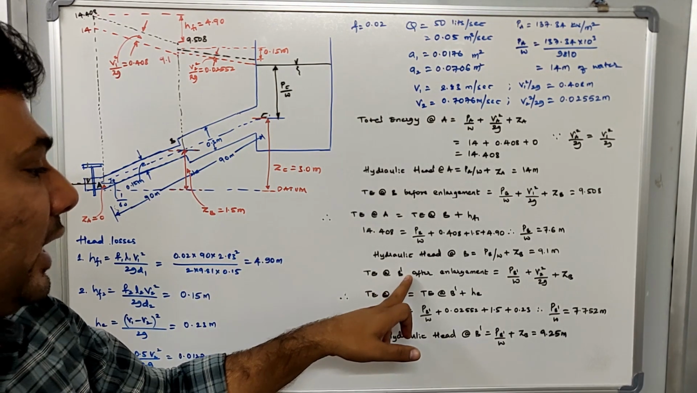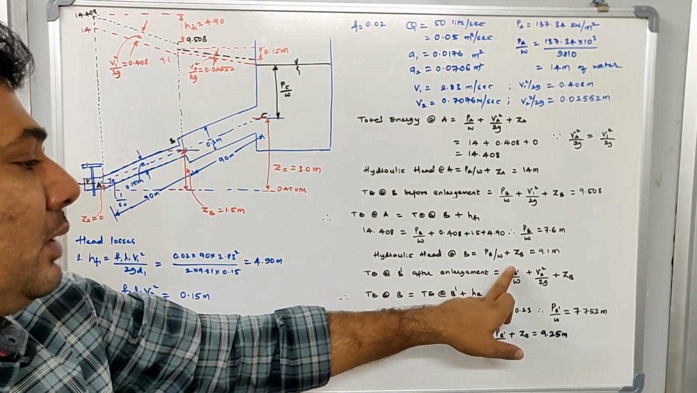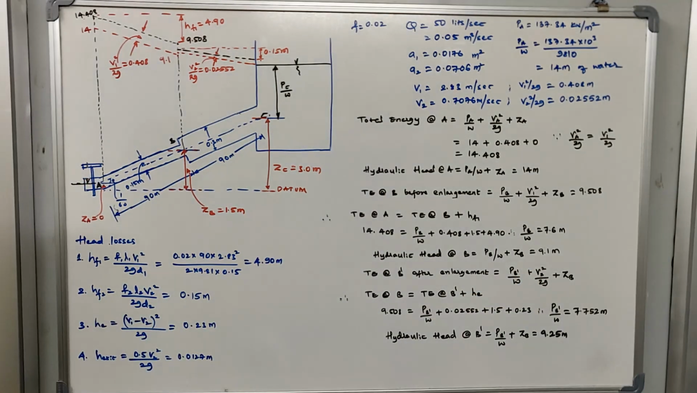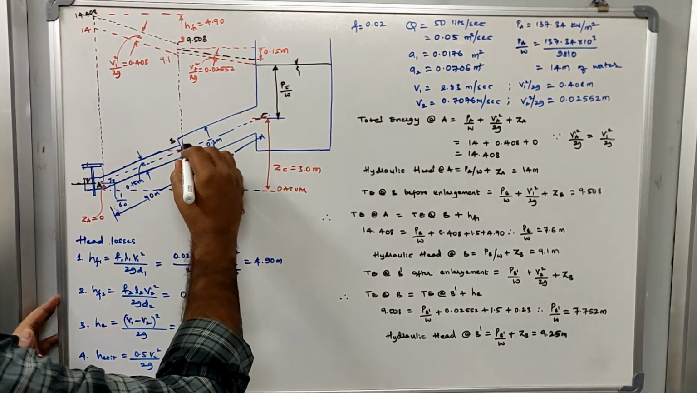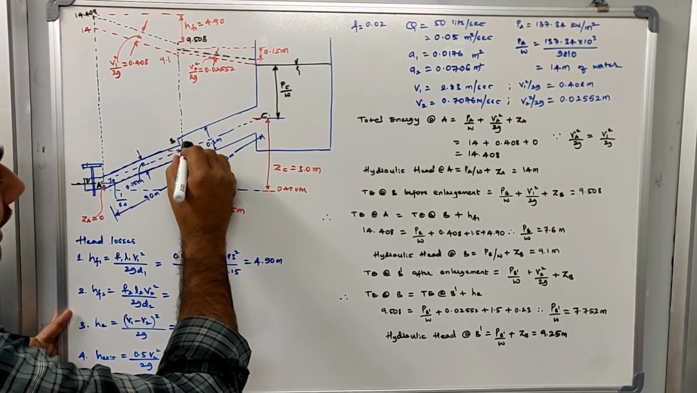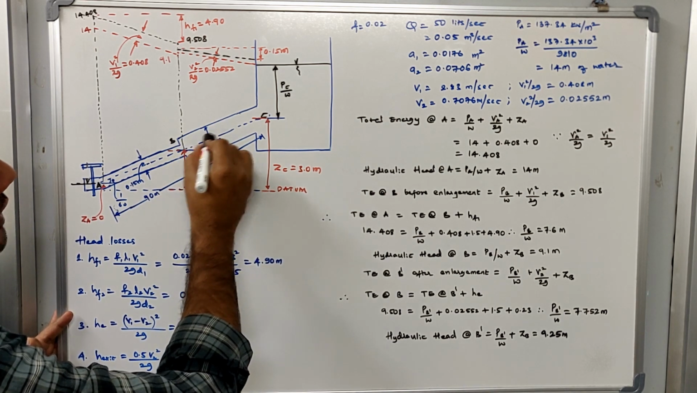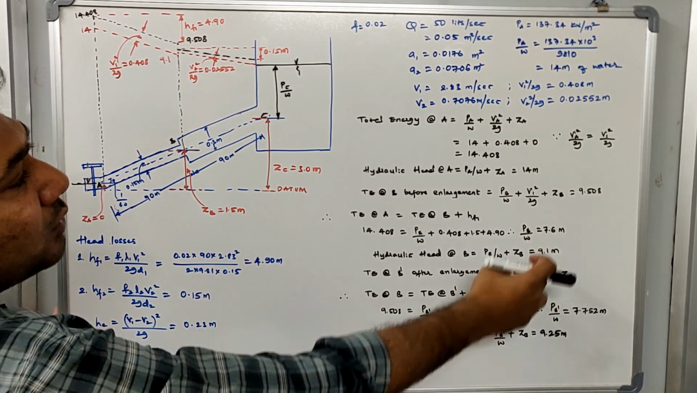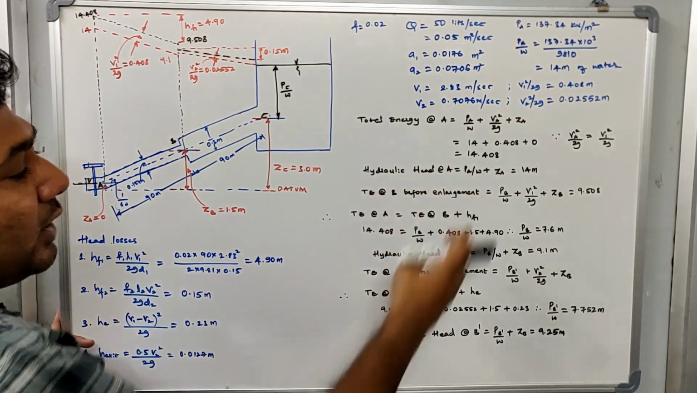So total energy at B dash, which is after enlargement, is equal to PB dash divided by W plus V2 square by 2G. Now see why I am considering V2 square by 2G, because an enlargement has already taken place. It means I am just next to this pipe, so the velocity here will be equal to the velocity in the pipe BC. So the velocity head in the pipe BC is V2 square by 2G, which we already determined.